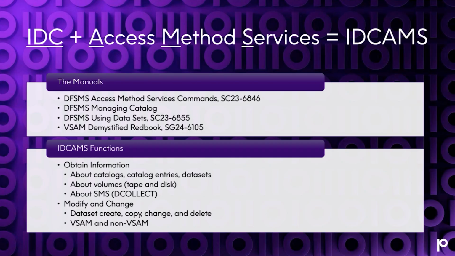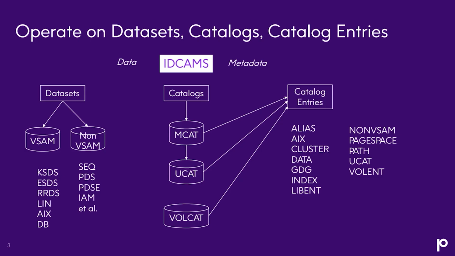So we can use it to obtain information. We can use it to modify things. We can create data sets, delete data sets, and copy them. These are the main things that any engineer is going to do in any computer system, and we can do that with IDCAMS. Normally we think of IDCAMS as being for VSAM data sets, but it really works for any type of data set, VSAM, non-VSAM, and of course the metadata structures we're talking about, the catalog.